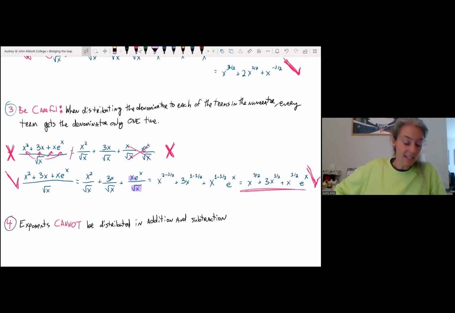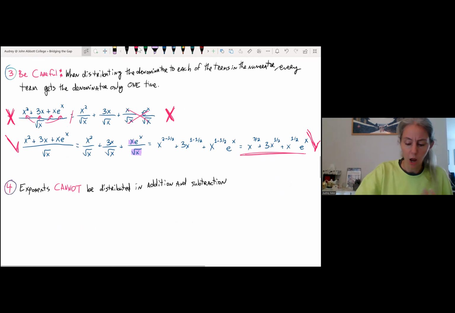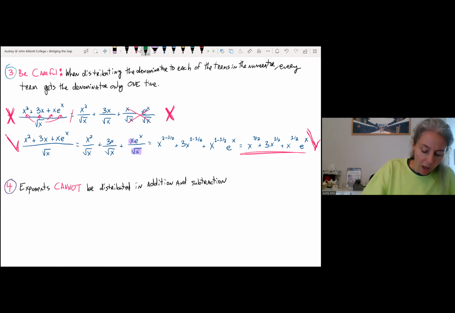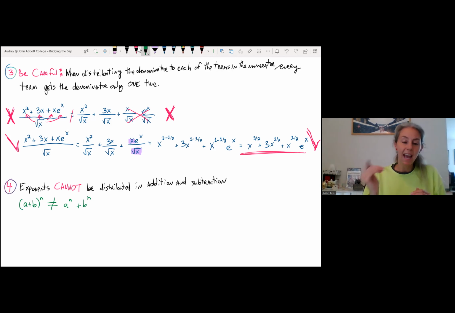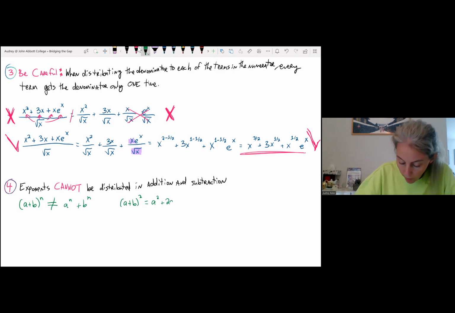All right, so the very last thing that we want to remember here is that exponents cannot be distributed over addition and subtraction. What that means is, remember that (a plus b) to the power of n does not equal a to the n plus b to the n. So we cannot distribute that exponent to the inside of an addition. Also, it is important to remember that (a plus b) squared is not a squared plus b squared. It is a squared plus 2ab plus b squared.